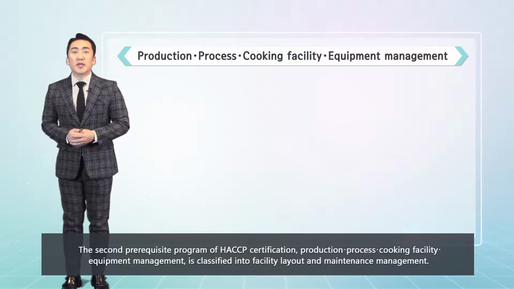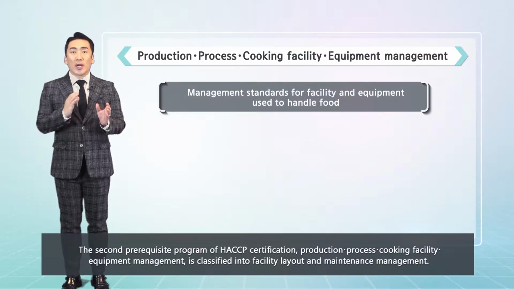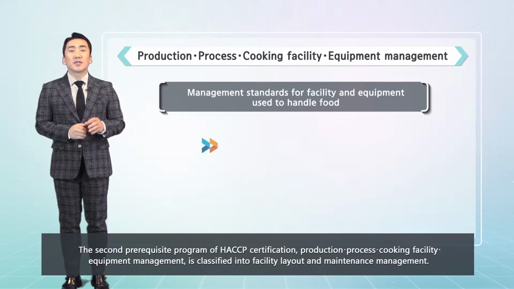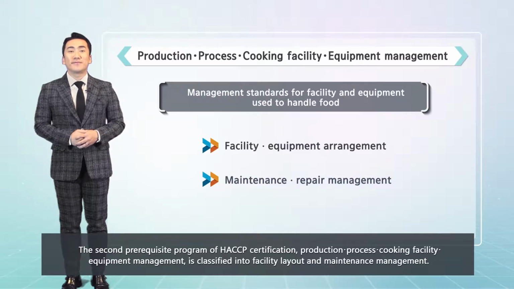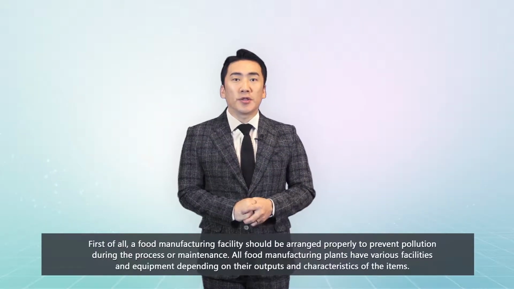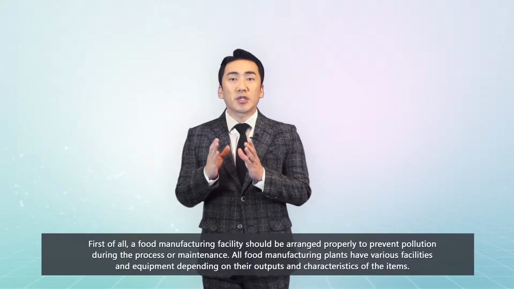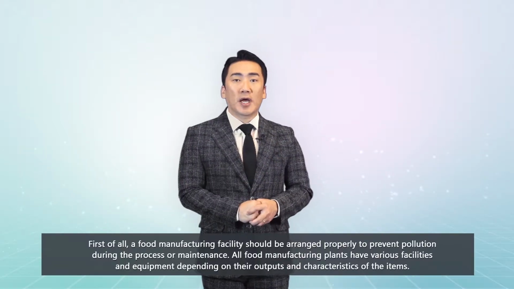Therefore, there should be standards on the structure, shipping out, cleaning management, disinfection, etc. The second prerequisite program of HACCP certification, Production Process Cooking Facility Equipment Management, is classified into Facility Layout and Maintenance Management. First of all, a food manufacturing facility should be arranged properly to prevent pollution during the process or maintenance.